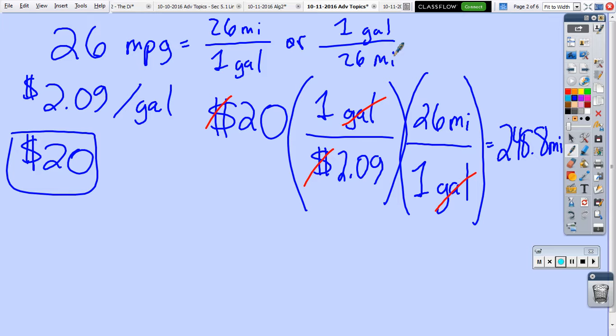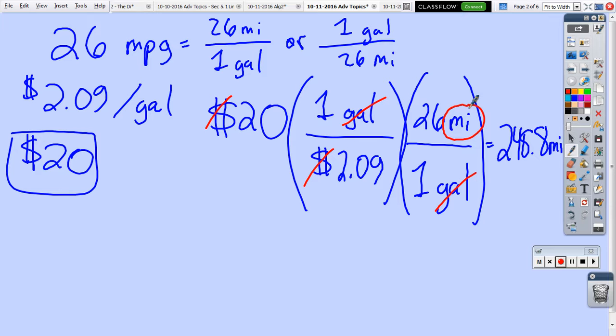Well, we can't jump directly to it, but we know that $2.09 will give you 1 gallon of gas. Notice how I had to write it. I want the dollars units to go away, so 1 over $2.09. Now I would have just gallons, and then I want to go from gallons to miles, which I have that conversion factor. For every 26 miles I drive, it burns 1 gallon of gas. So I use that unit conversion. Gallons go away, and I'm left with the unit I'm interested in, because I want to know how far I can drive with $20. And I got 248.8 miles.